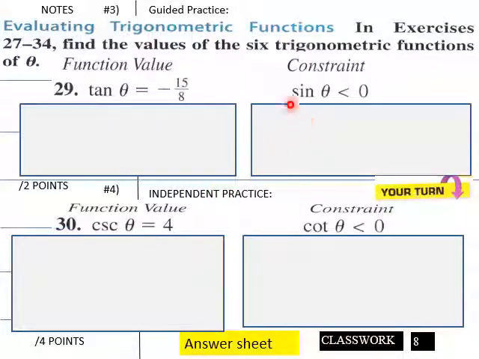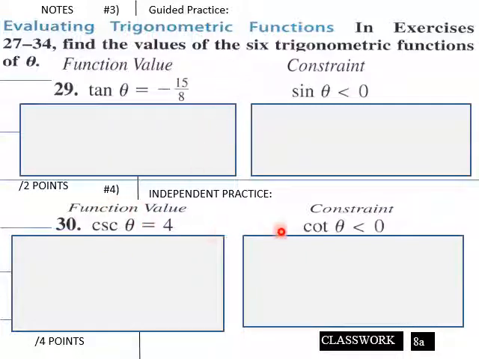Okay, let's try one. In these exercises, find the values of the 6 trigonometric functions of theta. So we have tan theta equaling negative 15 over 8. And then here's our constraint: sine theta has to be negative. So for sine to be negative, students, start on this. Teachers, give your students some time to try both of these on their own. Give them about 5 to 6 minutes.